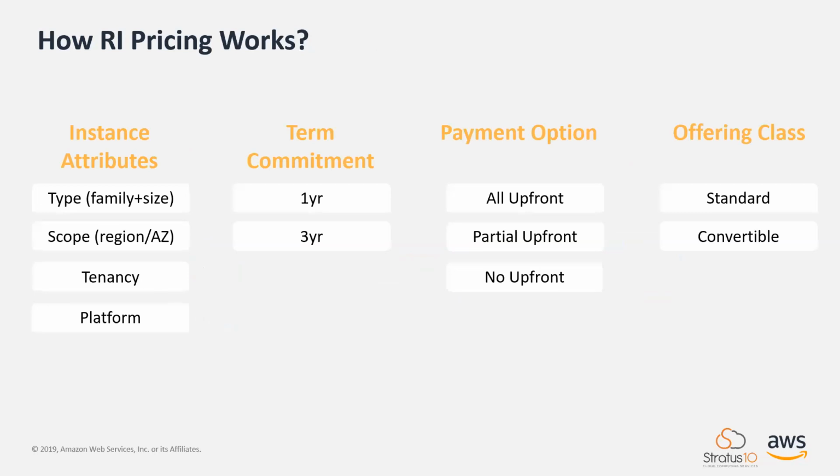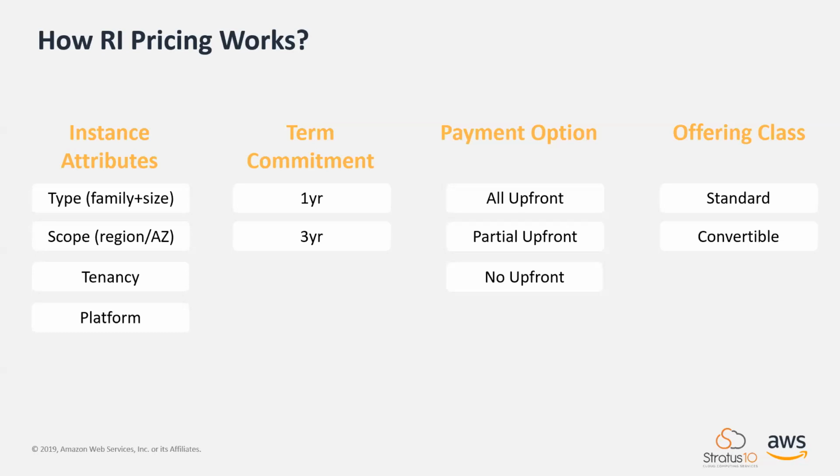Okay, the reserved instance pricing is determined by the following key variables, and we'll dig into this throughout the presentation. It's the instance attribute, which is the instance type, talking about your family and size; the scope, talking about the region or availability zone; your tenancy, either shared or dedicated; and then the platform or your OS. Okay. The attributes also determine how the reserved instance is applied to a running instance in your account.